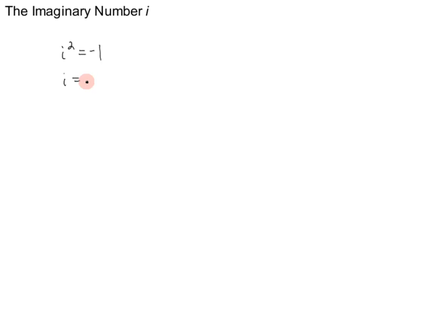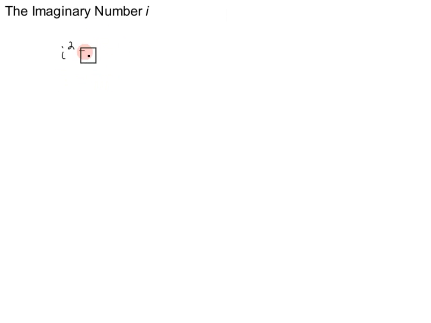Okay, so what is the number i? Well, i is the square root of negative 1. We define it that way. That's the definition of this new number, which allows us to take square roots of negatives. Again, it's not a real number, it's a complex number. And then i squared is negative 1. So those are the two basic facts about i.